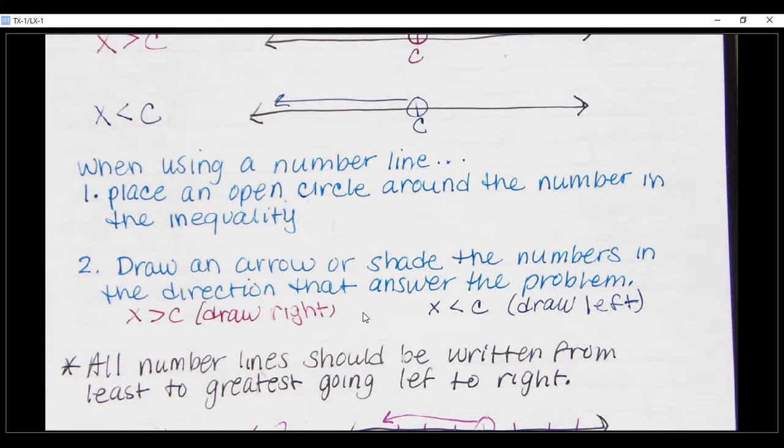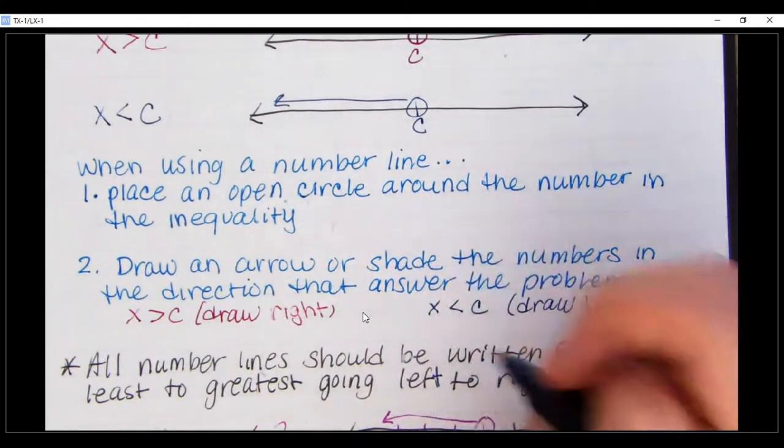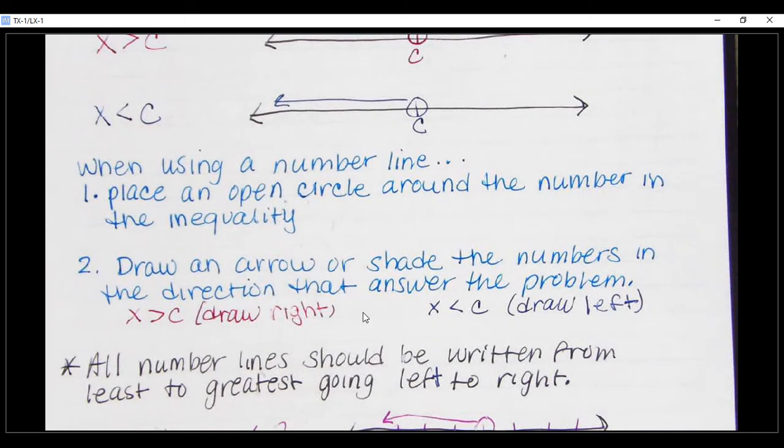So all number lines in this case should be written from the least number to the greatest number, from left to right.